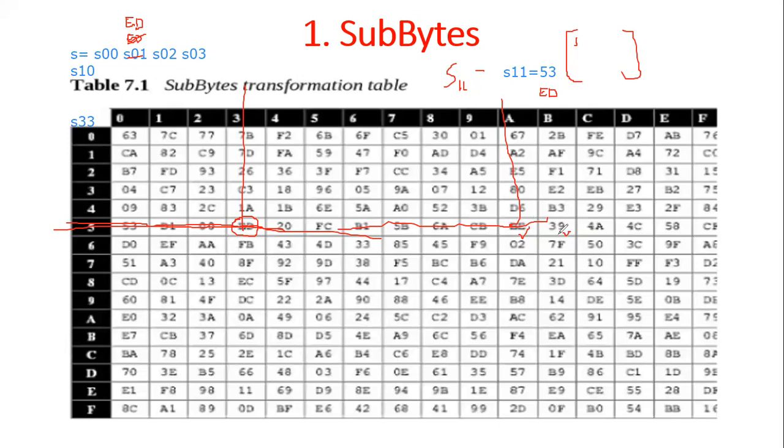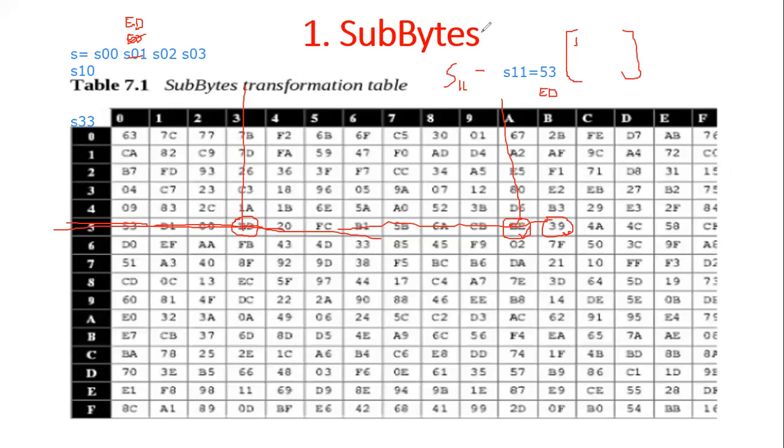So it provides confusion. If we change one bit in the input before the SubBytes operation, the resultant SubBytes output will differ in multiple bits. That is how it creates confusion. So SubBytes is substitution, and substitution creates confusion.